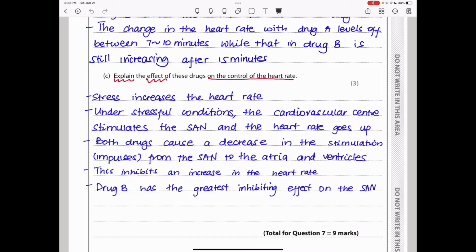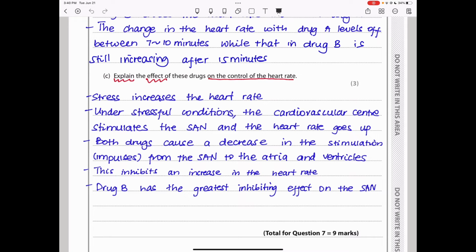How does this occur? The sinoatrial node is going to send electrical signals to the atria, and these signals will further spread out into the ventricles, causing them to contract faster, and therefore the heart rate will go high. However, when the drugs are used, the change in heart rate is going to be decreased because these drugs work by causing a decrease in the stimulation of the impulses or the electric signal coming from the SAN to the atria as well as the ventricles. This will inhibit or prevent the increase in heart rate, and therefore it will bring down the heart rate or cause a change in the heart rate.